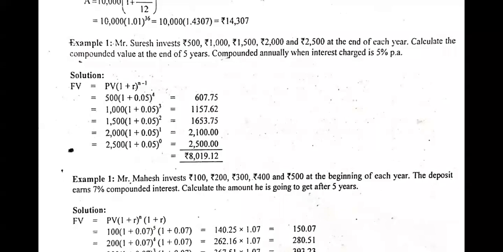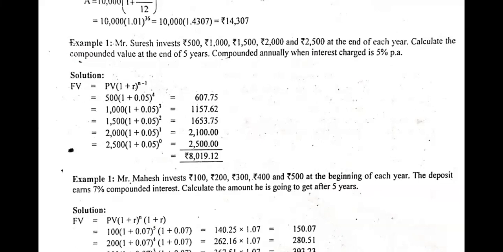Now from 2,000, just 1 year is remaining. 2,000 into bracket 1 plus 0.05 raised to 1 gives 2,100. Now 2,500 into bracket 1 plus 0.05 raised to 0, so the answer is 2,500 only. When we total these, the value you get is called the compounded value at the end of the 5th year, if invested at the end of each year at 5% per annum.